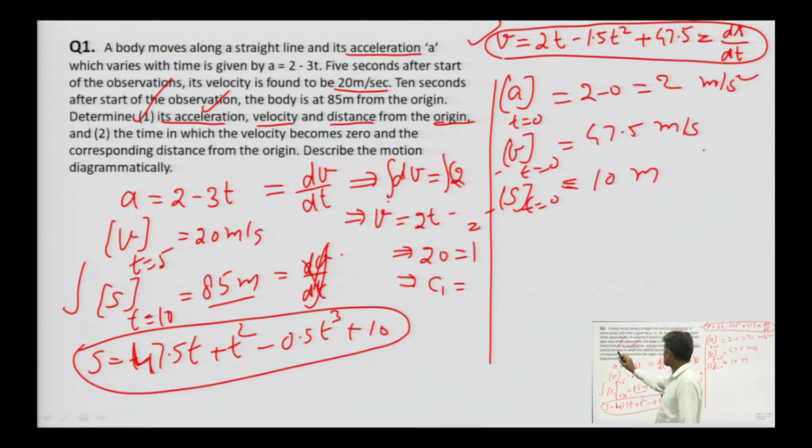Second, the time in which the velocity becomes 0. Okay. We need to find the time when the velocity becomes 0.